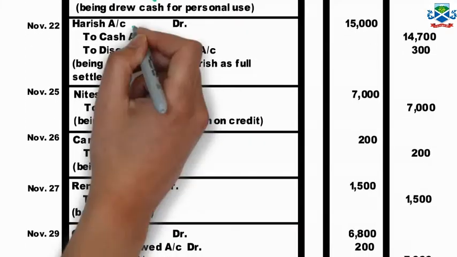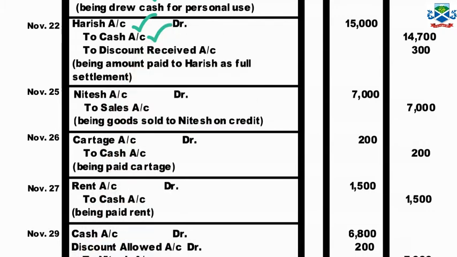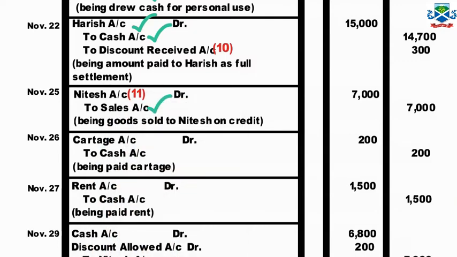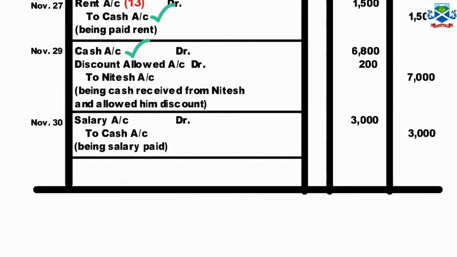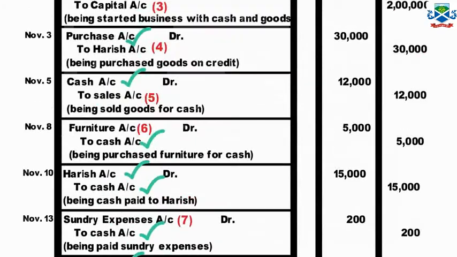So you have to check ledger accounts one by one like that. Harish we already made, cash already made, discount received is new, so that's the 10th ledger. Nitesh is a new ledger, that is the 11th ledger, sales already made. Cartage is a new ledger, that is the 12th ledger. Rent is the 13th ledger, cash already made. Discount allowed is new, that's the 14th ledger, Nitesh already made. Now salary we have to make a new ledger, cash already made. So 15 ledgers we have to make for this journal entry.